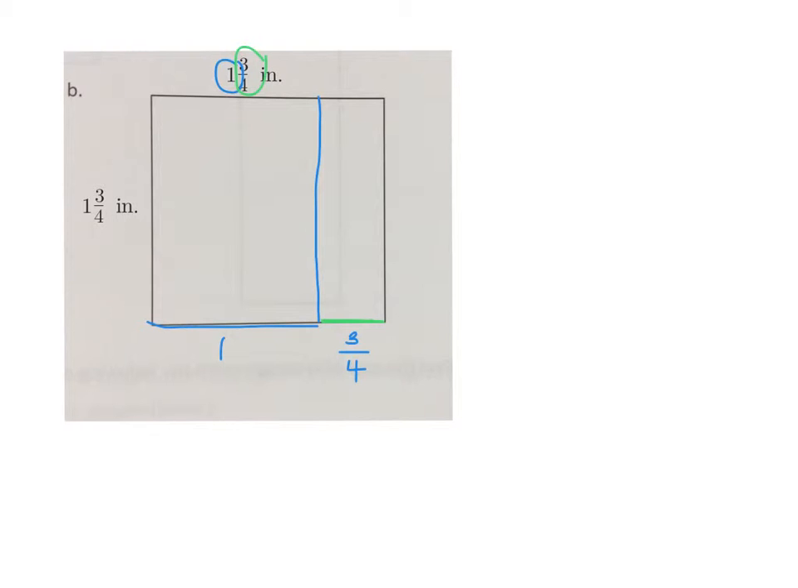Let's talk about the other measurement. I have 1 3/4 again. How can I break that up into a whole number part and a fraction part? Priya? 1. Good. So I can say from here to here is 1, or from here to here is 1, right? And then from here to here is 3/4, or from here to here is 3/4. Do you guys see that?